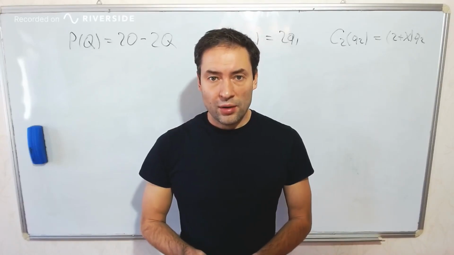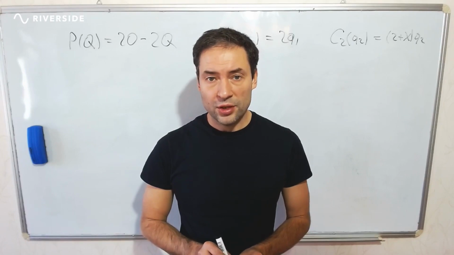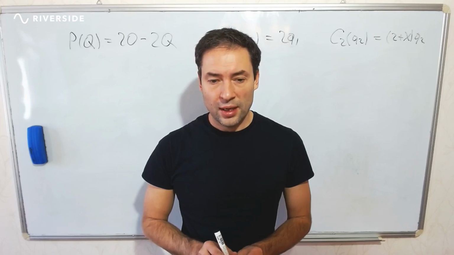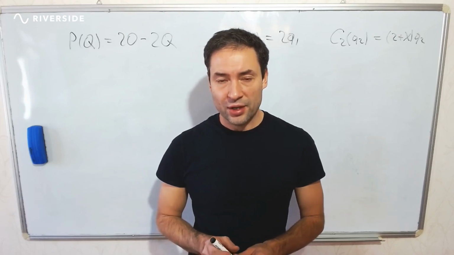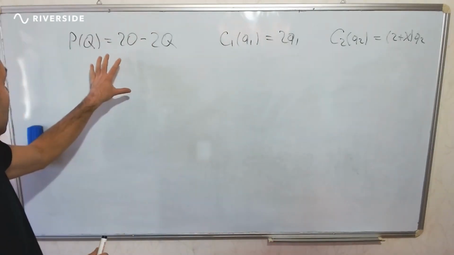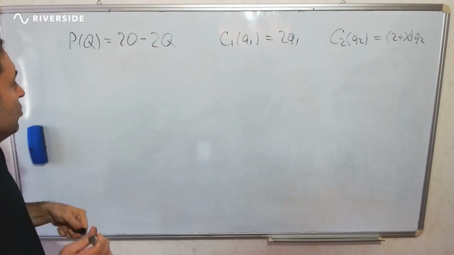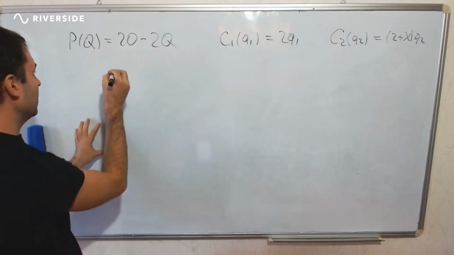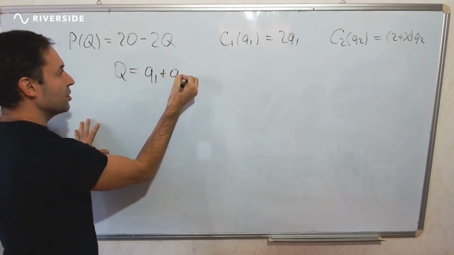In this video, I will solve a micro 2 problem, an intermediate micro problem for the Cournot model. I guess it can best be described as an asymmetric Cournot model. So we will have our inverse market demand as 20 minus 2Q, where capital Q is the total quantity produced by two firms.